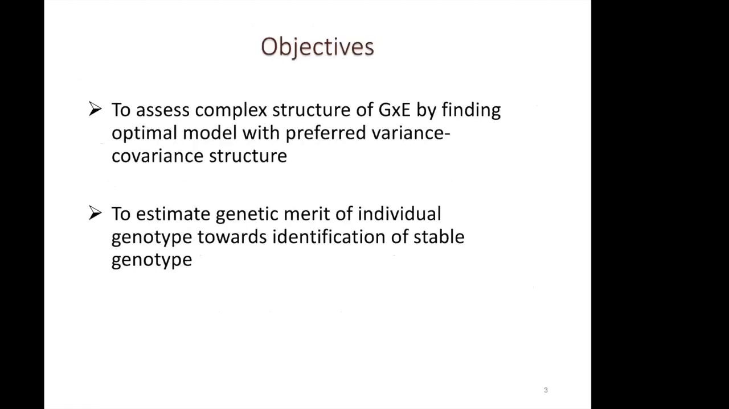The principal objectives of this study are to assess complex structure of G by E interaction by identifying the optimal model with preferred variance-covariance structures. We are also interested in estimating genetic merit of individual genotypes toward identification of stable phenotypes.